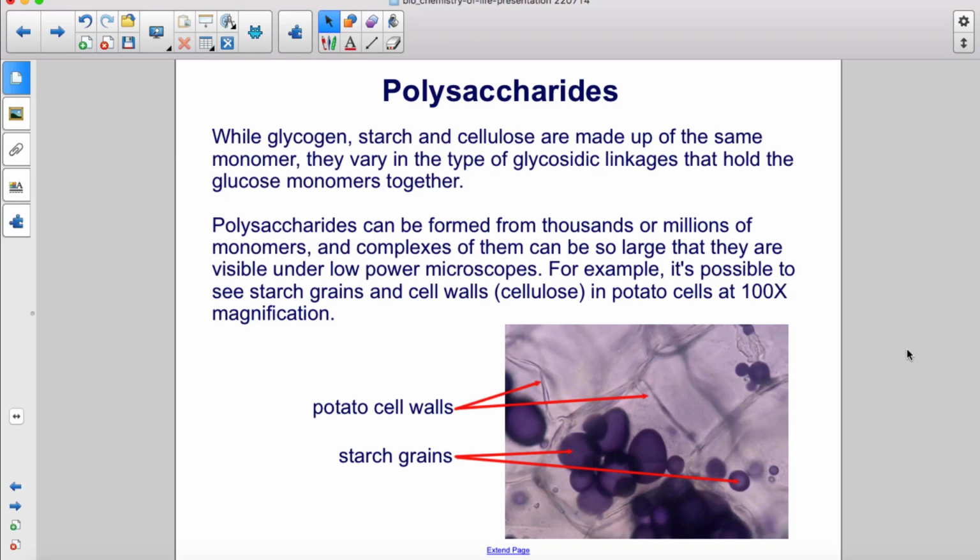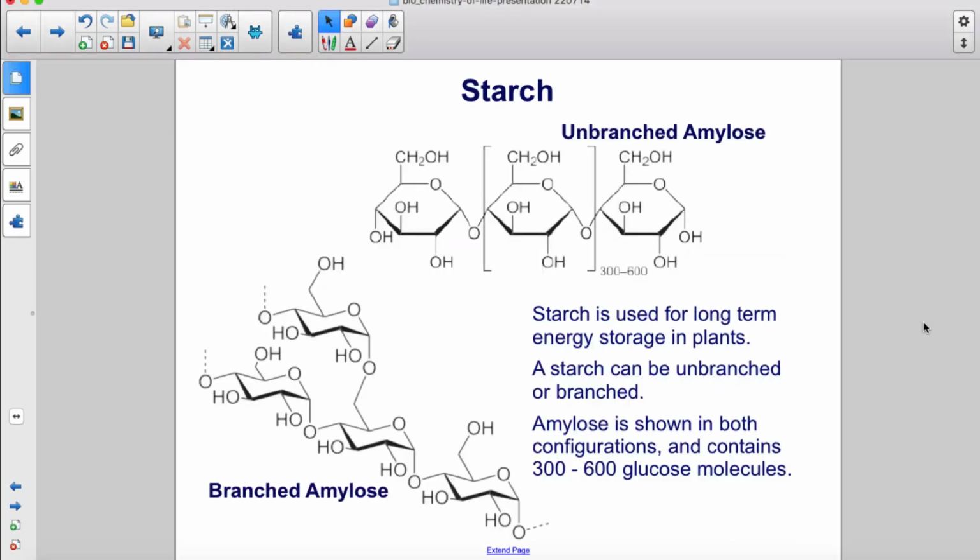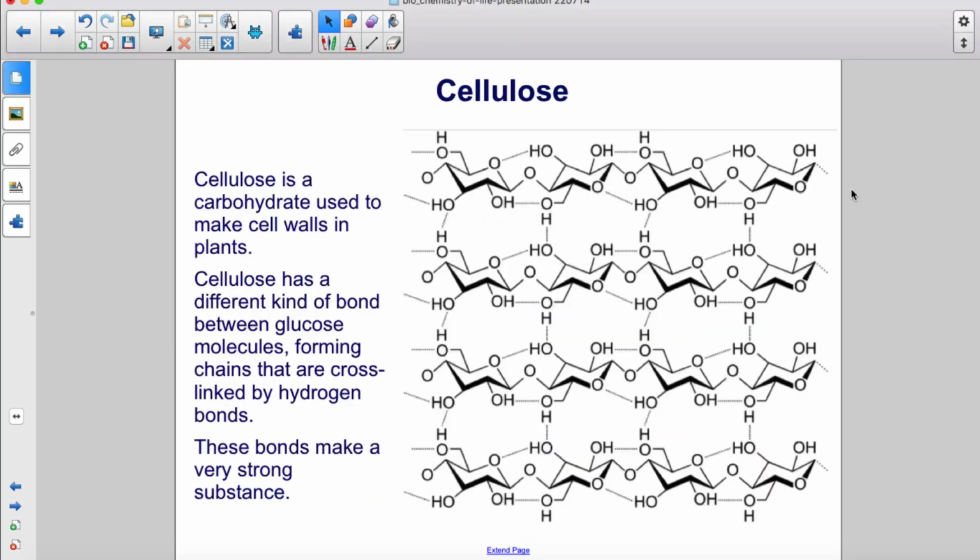Polysaccharides can be formed from thousands or millions of monomers, and complexes of them can be so large that they are visible under low-power microscopes. For example, it's possible to see starch grains and cell walls in potato cells at 100 times magnification. Starch is used for long-term energy storage in plants. A starch can be unbranched or branched. Amylose is shown in both configurations and contains 300 to 600 glucose molecules.